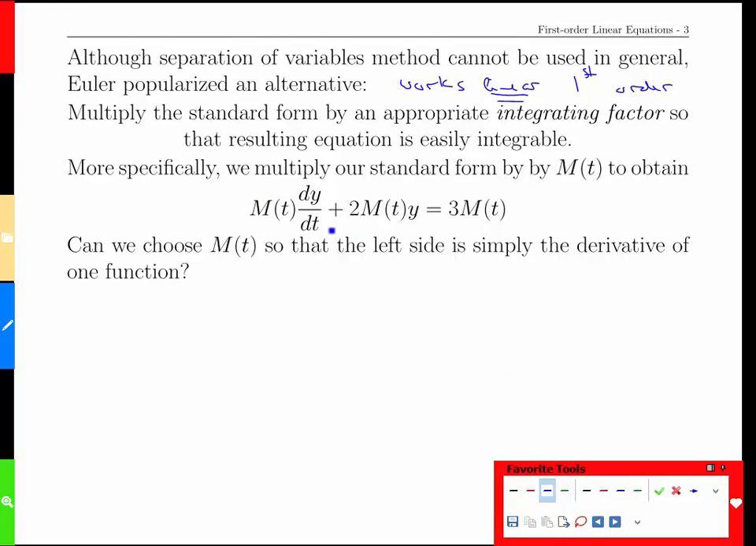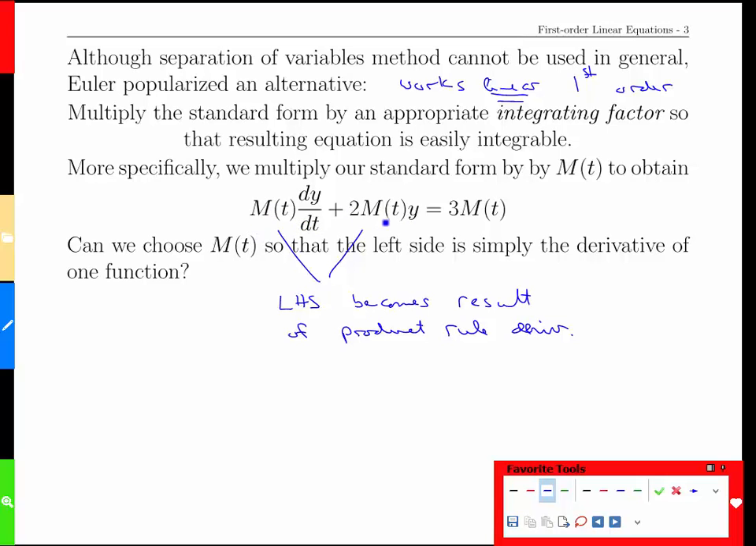And then we're going to ask ourselves, okay, if we multiply through here, what could we multiply by so that this whole left-hand side becomes the result of a product rule derivative? This is not obvious at first glance that this will be helpful, but you'll see the pattern once you work through a couple of examples.